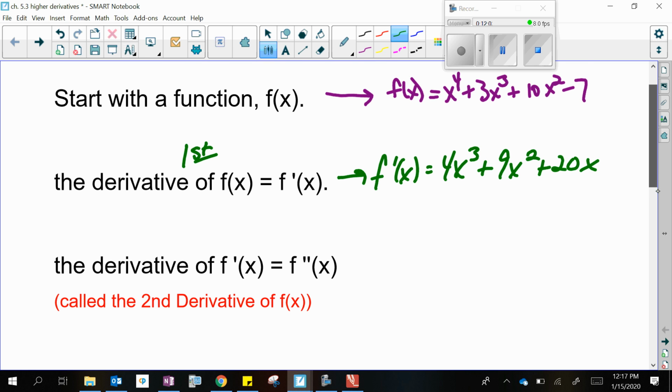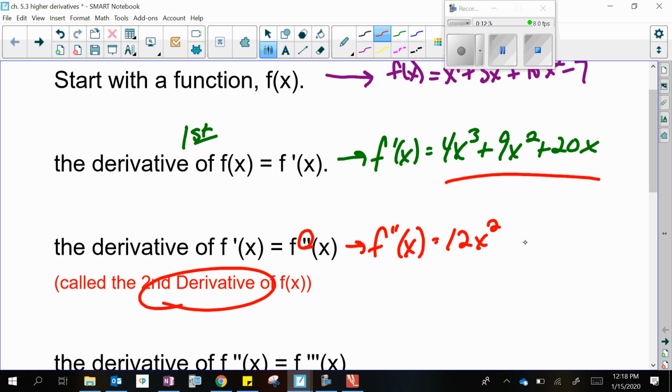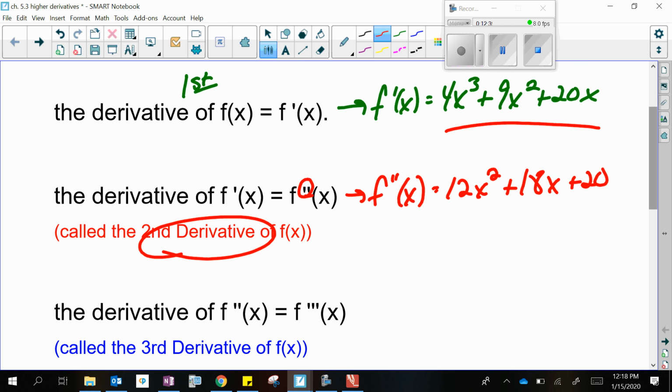Now, for even more fun, we can take the derivative of the derivative, and that is called the second derivative. The first derivative was the derivative of the original equation. Take the derivative of the first derivative, and it's called the second derivative. The notation for that is two apostrophes. And now you're just taking the derivative of the derivative. The derivative of this was 12x squared plus 18x plus 20. So that's the second derivative.